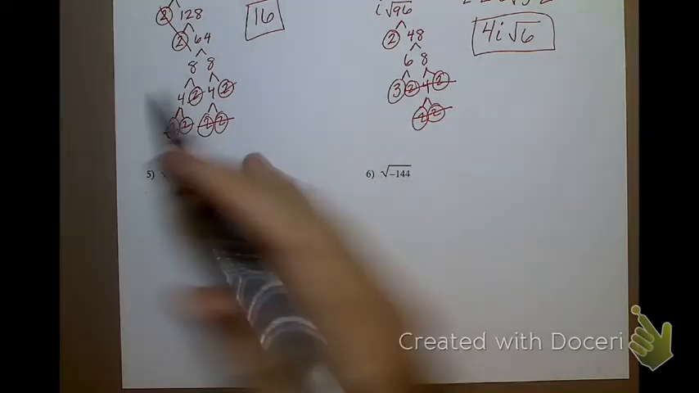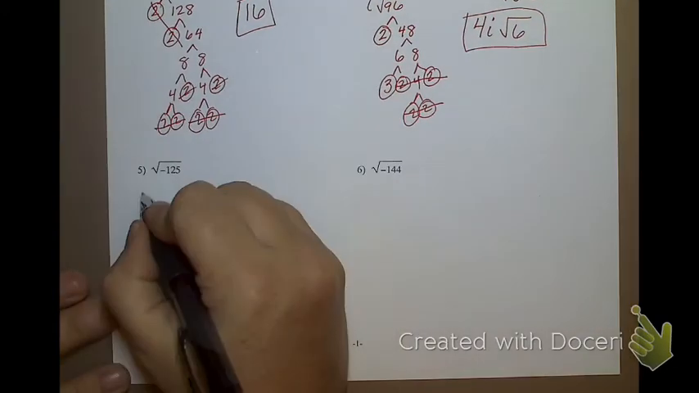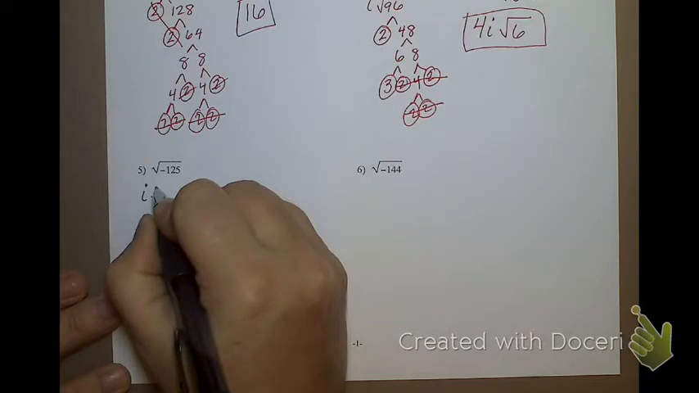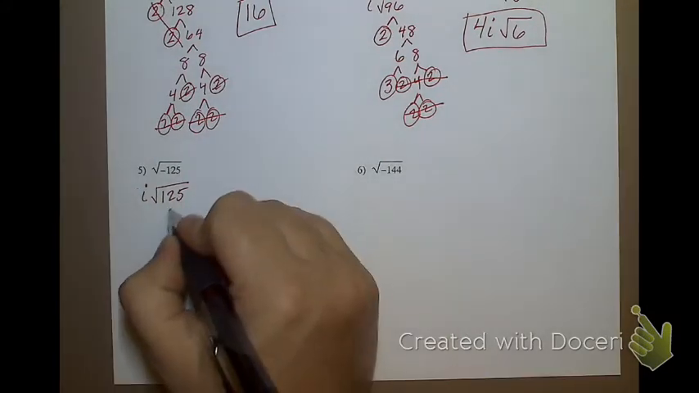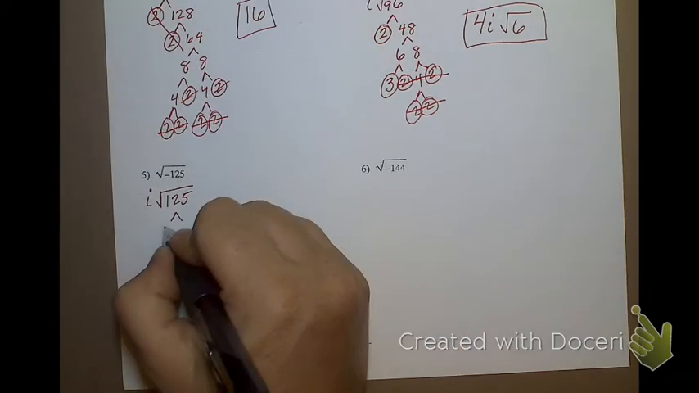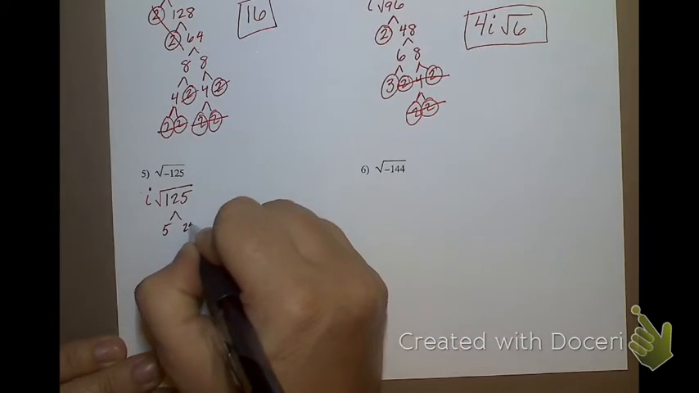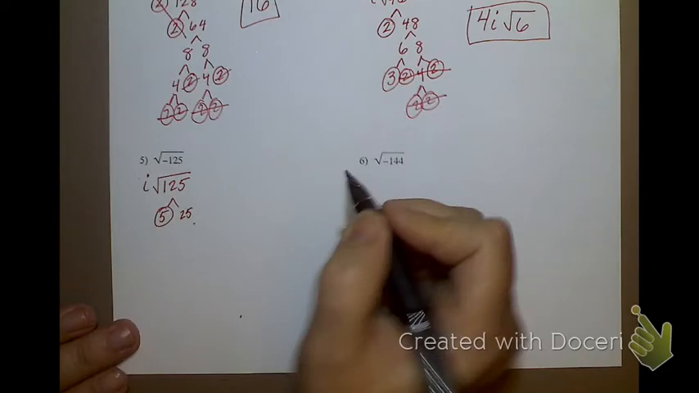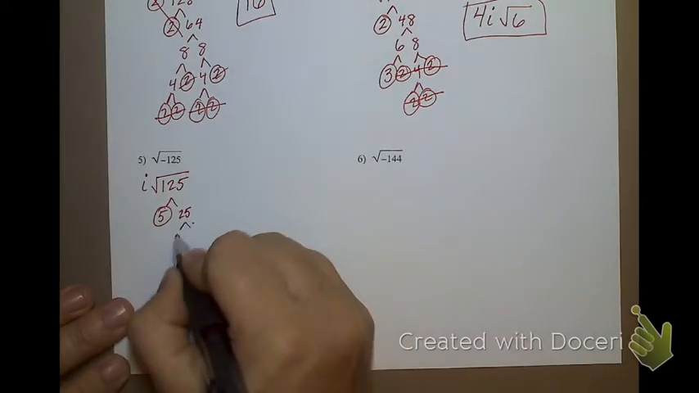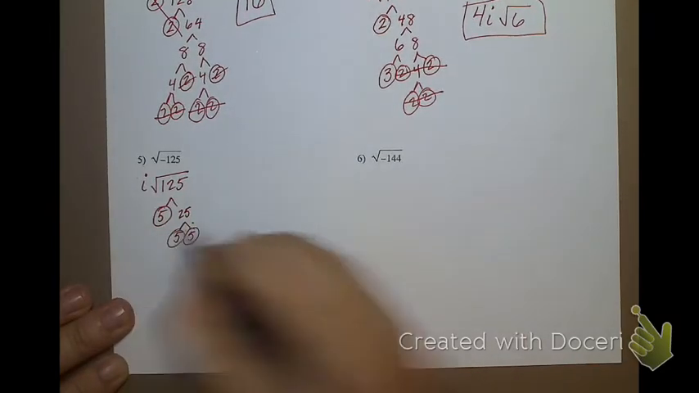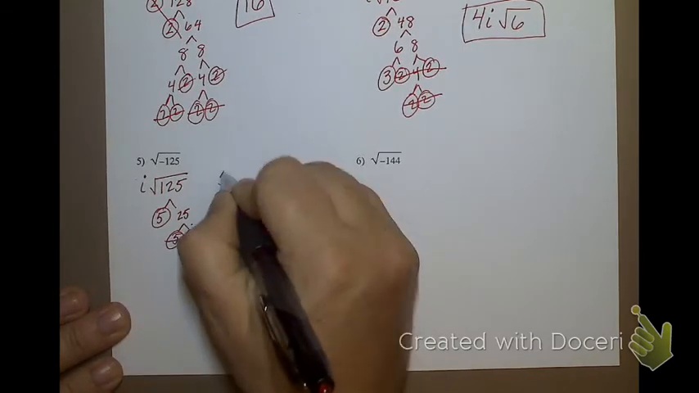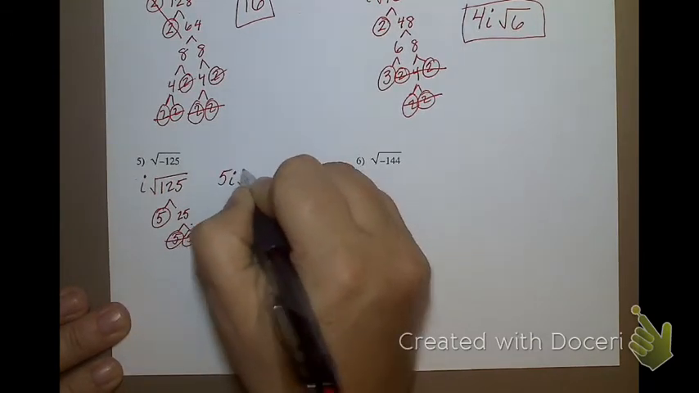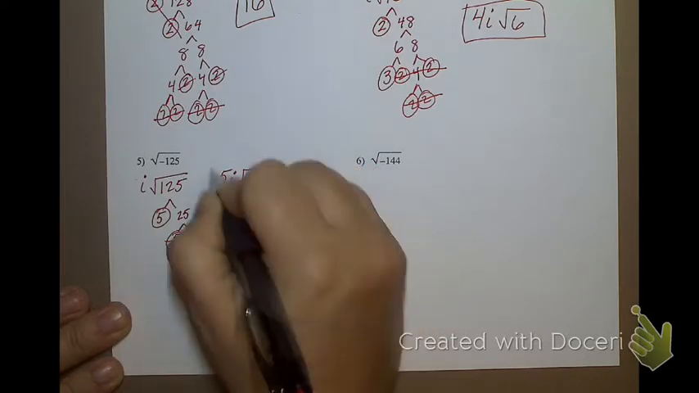Okay, so negative 125. I know I'm going to have an I. And then I need to break down 125. Now, I know that 125 is 5 quarters, right? $1.25 is 5 quarters. And 25 is 5 and 5. So, what comes out of 5 with the I? And what's left inside? A 5.